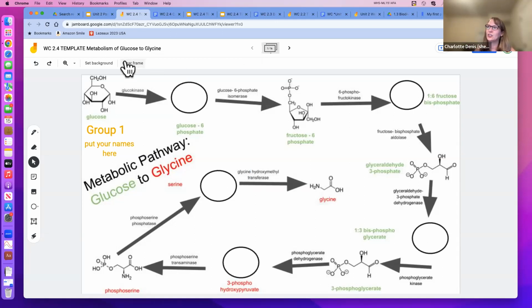And so what I ask students to do, and I think there are examples in the slides that show this, is draw a circle around the parts of the molecules that are changing with each reaction. So for example, for glucose 6-phosphate, the phosphate group is being added to glucose. And for those higher flyers, that helps them realize that a kinase is an enzyme that adds a phosphate group.